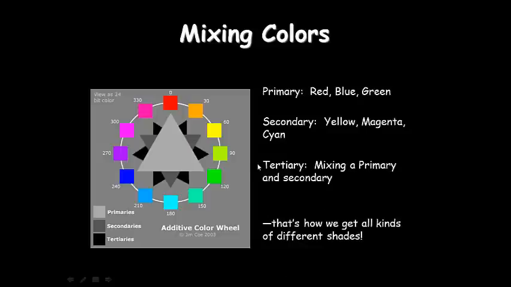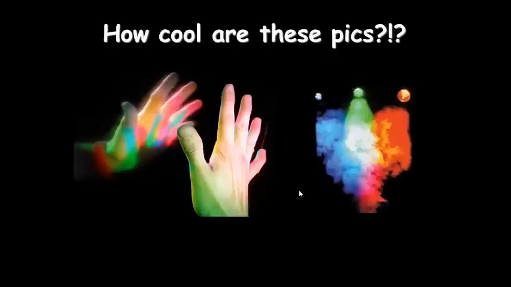Tertiary colors, you can see on the color wheel, you mix a primary and a secondary shade together. So for example, if we took red, our primary color, mixed it with yellow, our secondary color, that's how we get orange, which is considered a tertiary color. You don't need to know what colors the tertiaries would be, just understand the definition, that it's a primary mixed with a secondary. When we mix different lights, again, we get different shades and different colors overlapping.